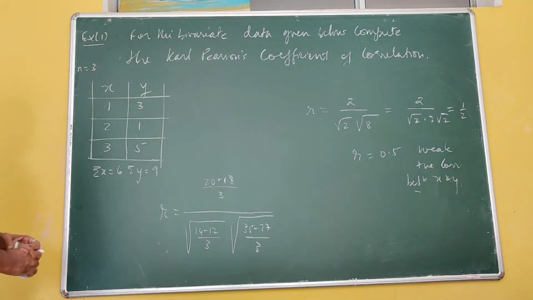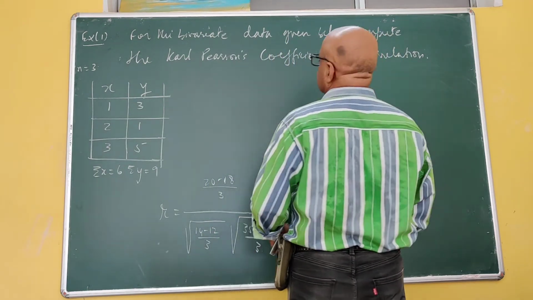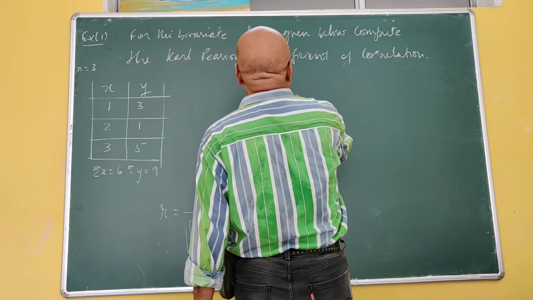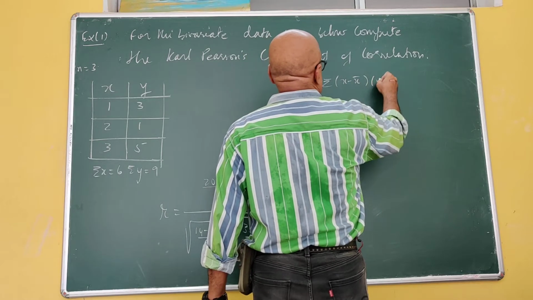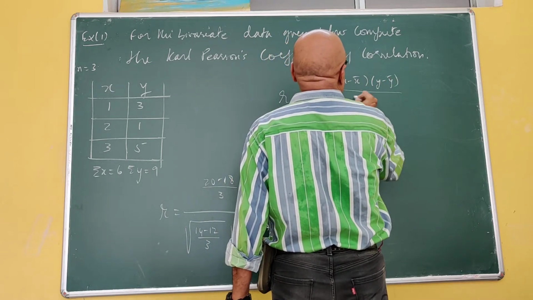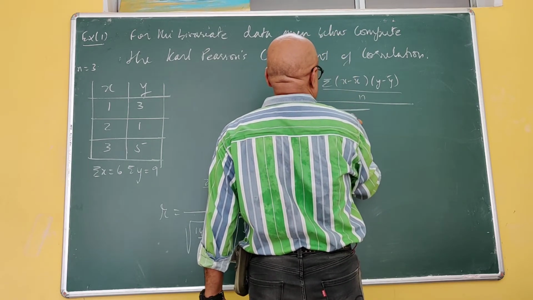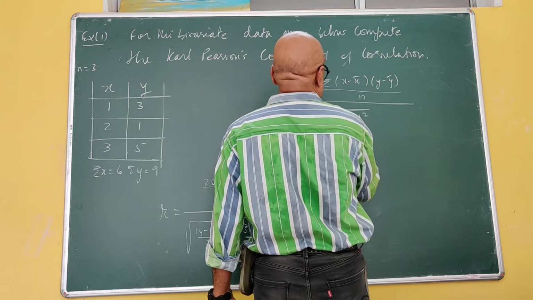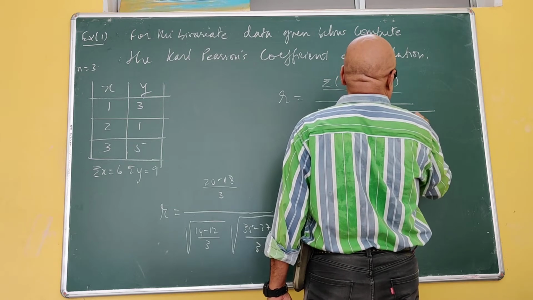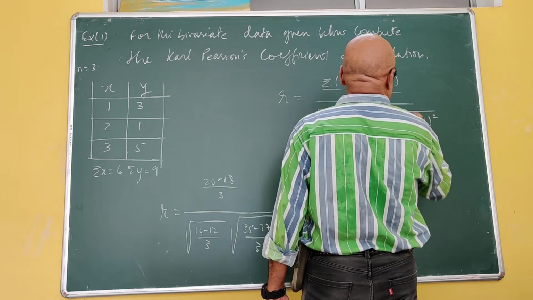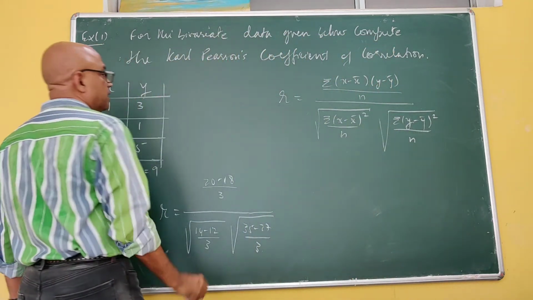Well, there is another way to prove this. There is another formula for this, and we will show that these things are actually equal. R can be also written, covariance can be written as summation x minus x bar, y minus y bar divided by n, and the whole thing divided by square root of summation x minus x bar, the whole square, divided by n, into square root of summation y minus y bar, the whole square, the whole thing divided by n. And let's do this. N is 3.